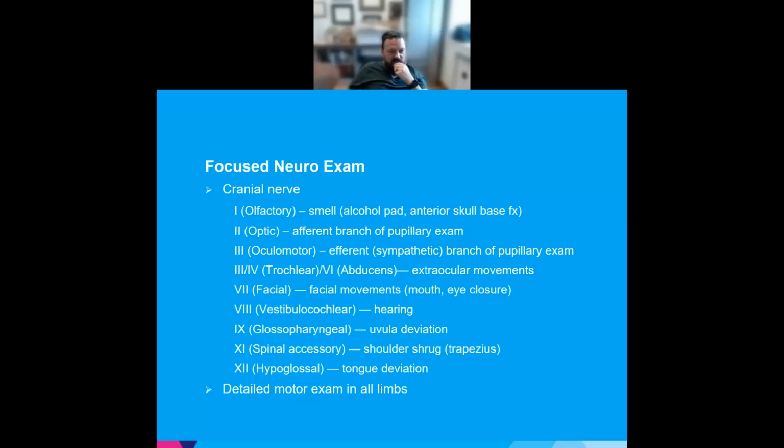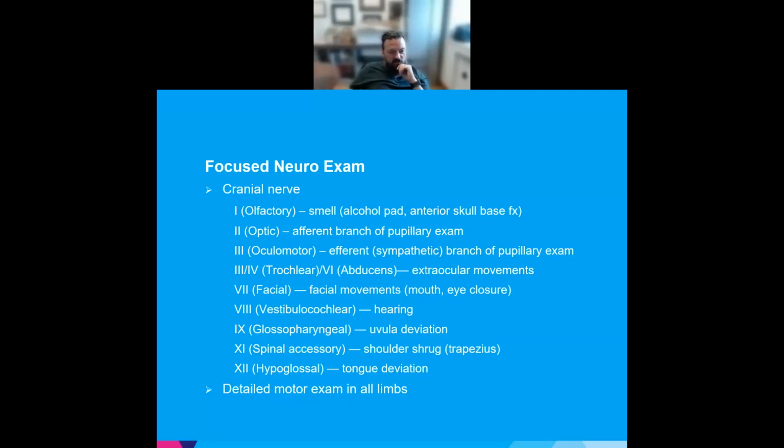We often wanted to look at and see the symmetry of the face anyway, because that could be a sign of a patient that's having a stroke if they have any facial asymmetry that wasn't there before. It's pretty quick in an awake person, at least, to test the oculomotor nerve as well as the trochlear and abducent nerves. So you could do that.